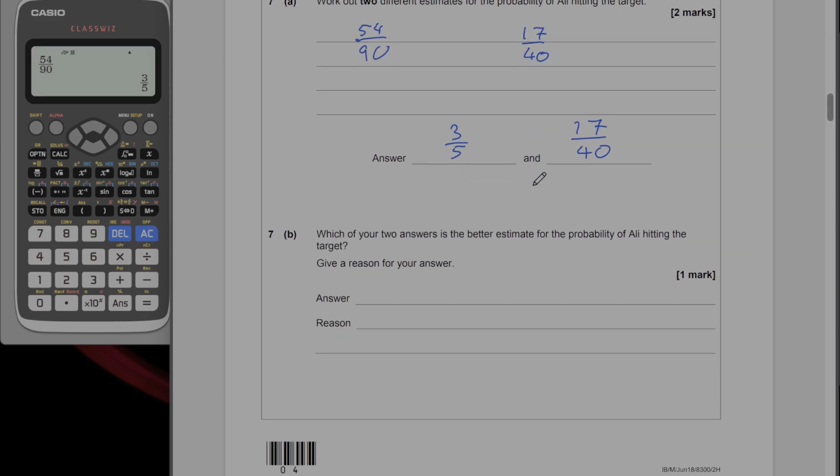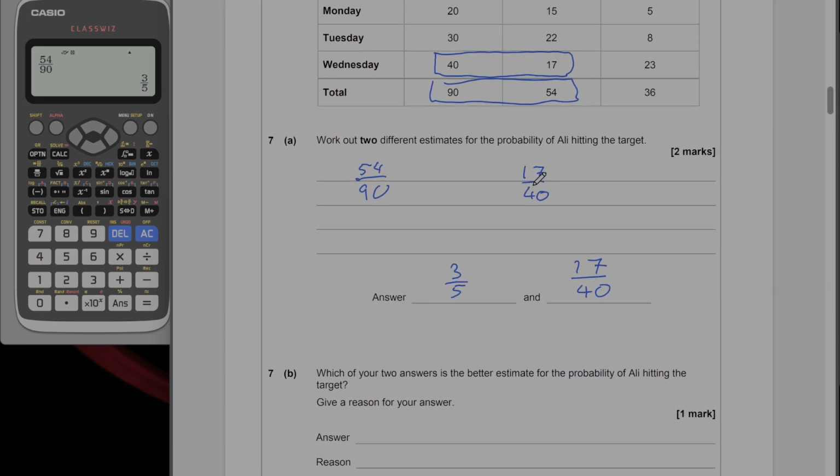Part B, which of your two answers is a better estimate for the probability of Ali hitting the target? Give reason for your answer. I'm going to go this one. So I'm going to go, that was 3 over 5. And the reason being, it is based on a larger, how am I going to phrase this? Based on more results.